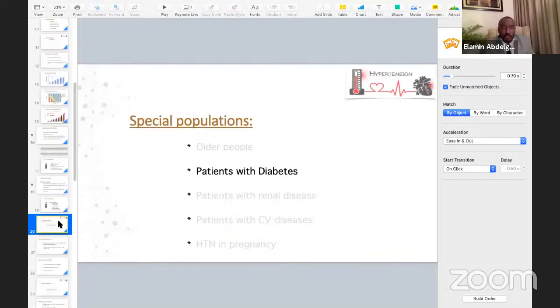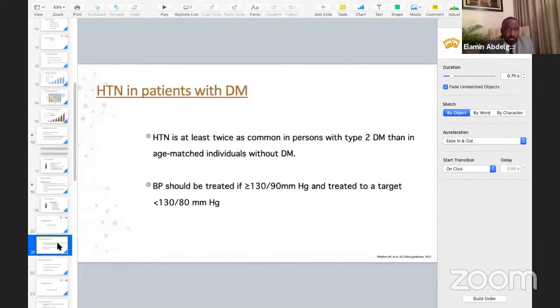So moving on to patients with hypertension and diabetes. This again has been touched on by Professor Pakris. I have just two slides on that. Hypertension is at least twice as common in patients with type 2 diabetes compared to age-matched non-diabetic individuals. So once again, having diabetes increases the likelihood of having hypertension at least twofold compared with the age-matched general population.